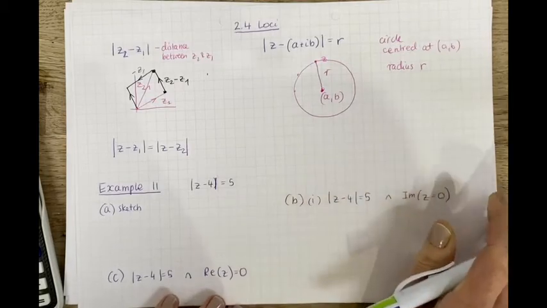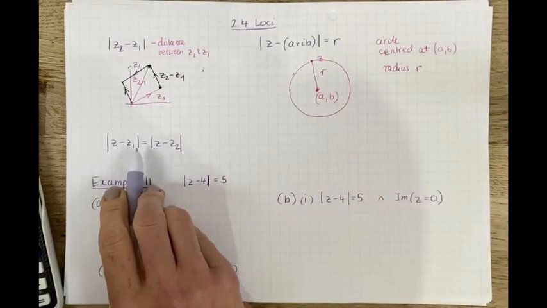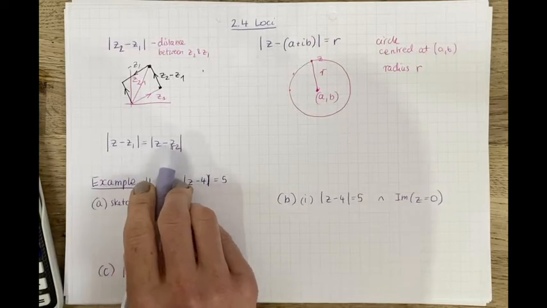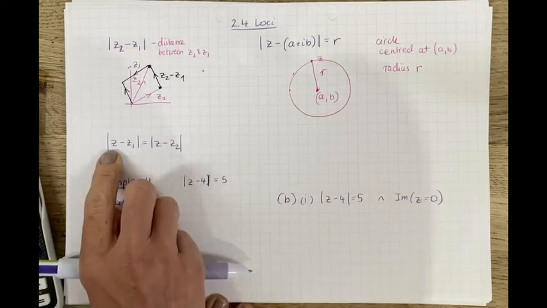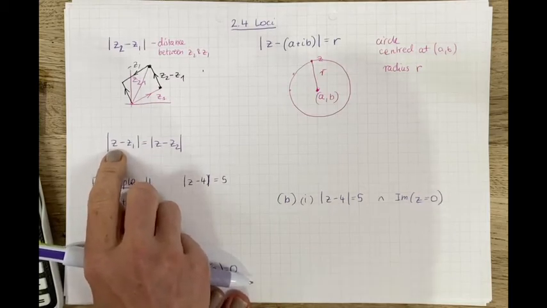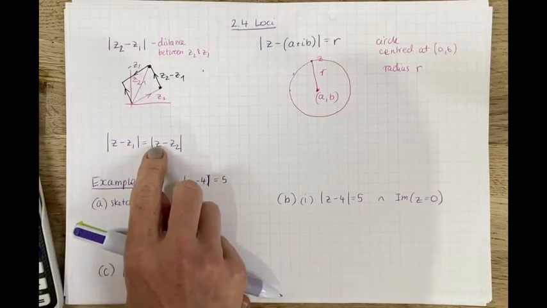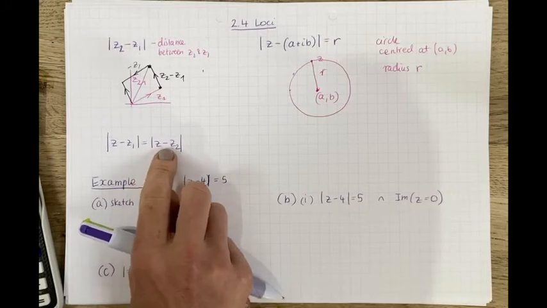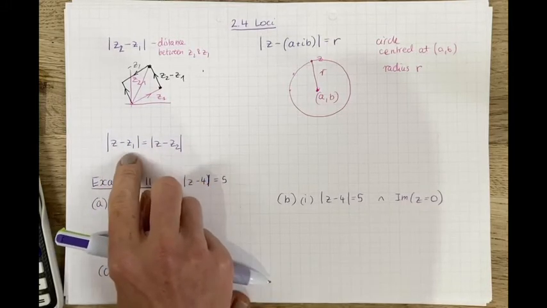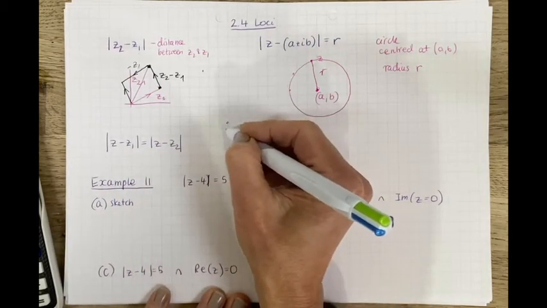Okay, the next one is the modulus of z minus z1 is equal to the modulus of z minus z2. So z is just a general point, all the points. The distance of those points to a point z1 needs to be the same as the distance of the same point to another point z2. So it's equidistant. Let me just draw it and it will become clear.